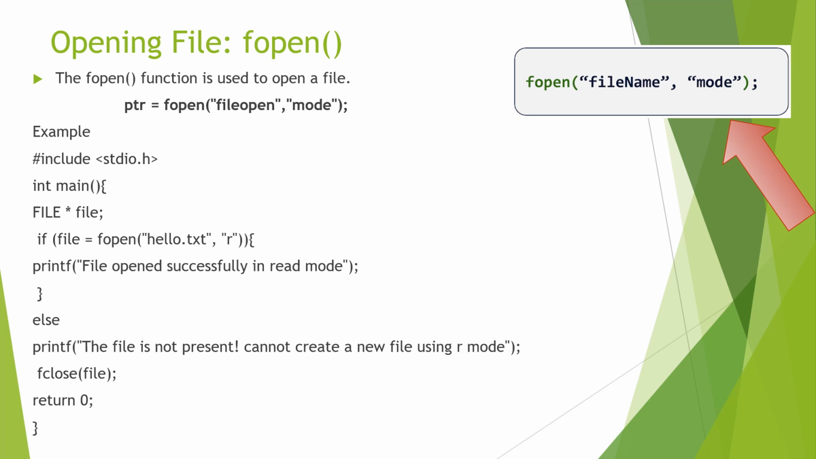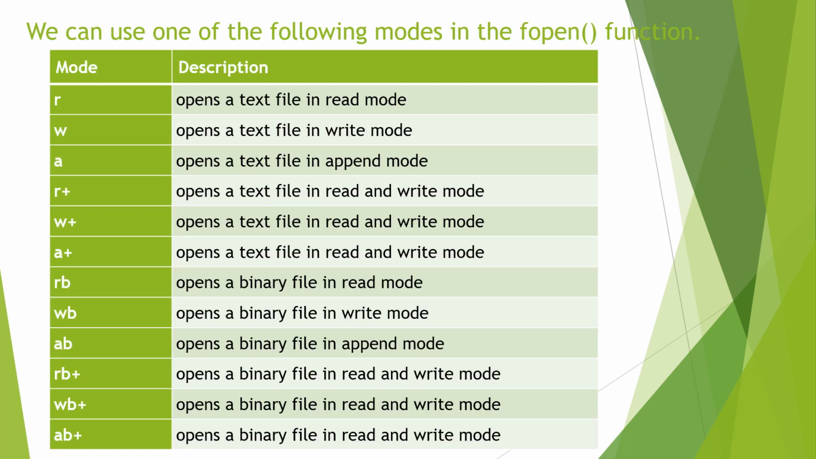Now this mode can be read mode, write mode, append mode, or multiple types. So let us see different types of modes. Here this table is representing different types of modes. r for opening a text file in read mode, w for write mode, a for the append mode. Append mode means whatever data is already written should be there, along with that new data is going to be added. r plus for a text file in read and write both mode, w plus again for read and write both mode, a plus again for read and write both mode.